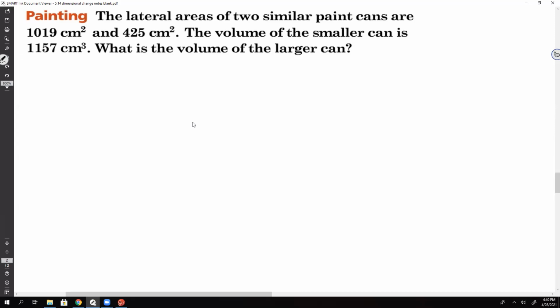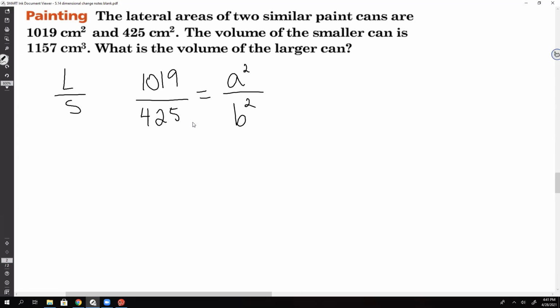All right, again, here I'm going to go with the order that they gave me. They gave me the large one and then the small one, so I'm going to do large over small. And they've given me surface area. I know it says lateral area, but that's a form of surface area. So we're going to do 1019 over 425. And since we're dealing with area, that would be A squared to B squared.